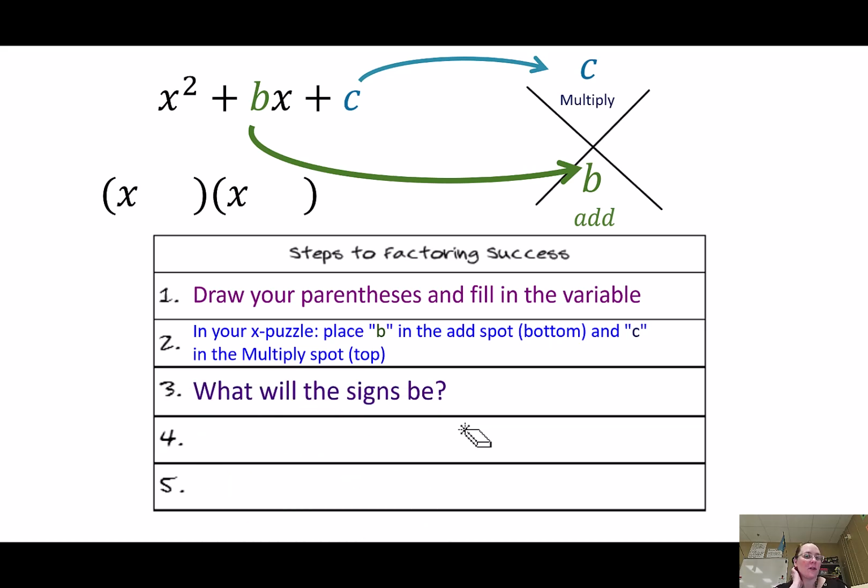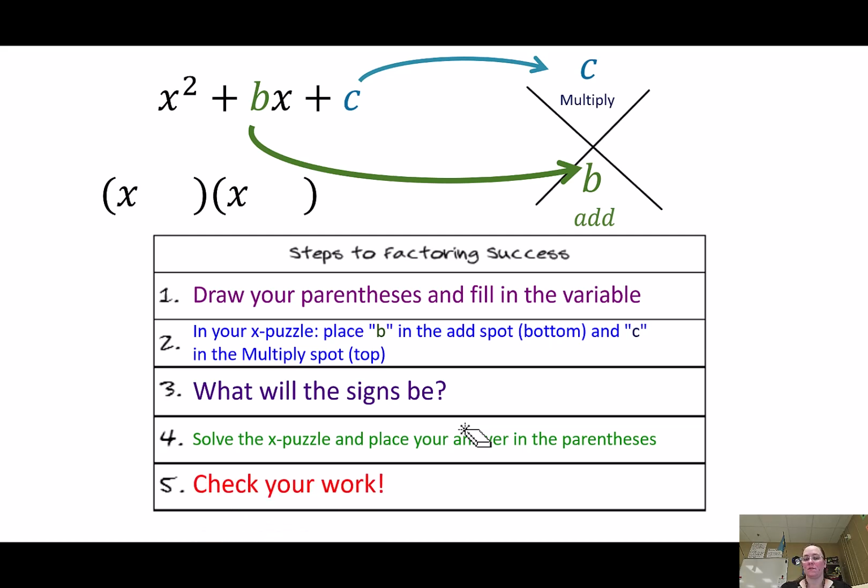From there, we just need to figure out, of our factors, what the sign would be. Okay, I'll have a little hint here for you on how to figure that out in the next slide. We're going to solve my x puzzle and put my answer in the parentheses. From there, we can check our work by just multiplying the 2 polynomials back out.